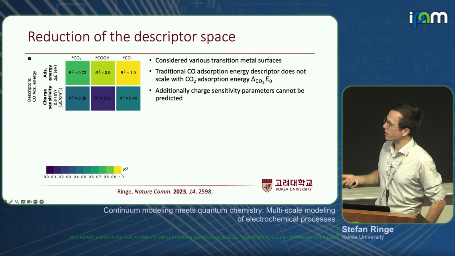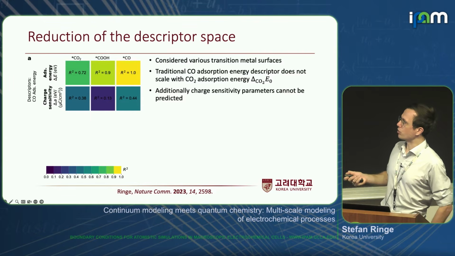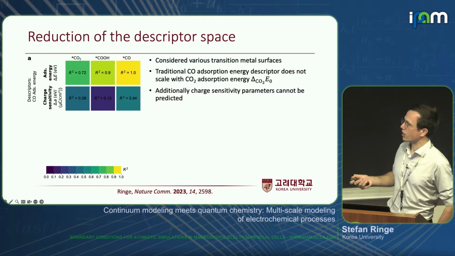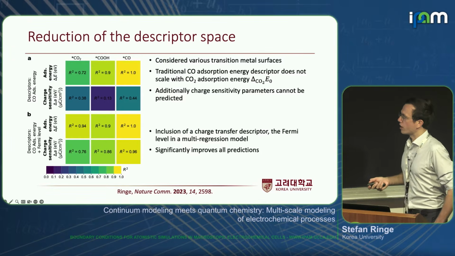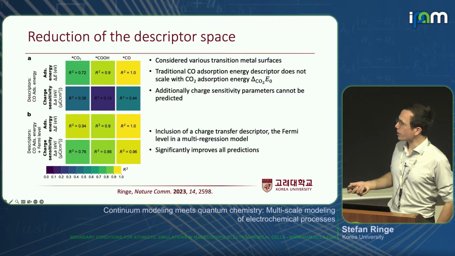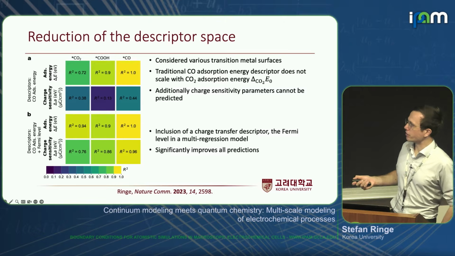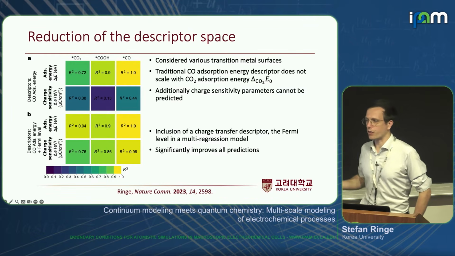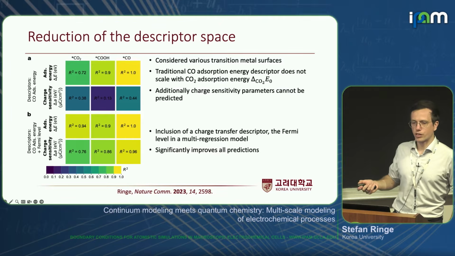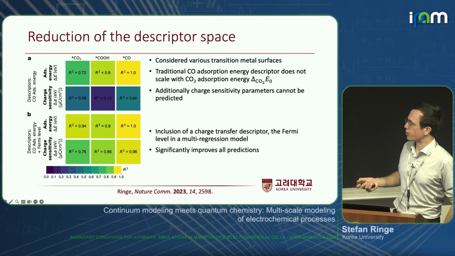And you can see that the scaling is not perfect. For the adsorption energies, they scale quite well with the CO adsorption energy. But when you go to the charge sensitivity parameters, they have a very bad scaling. However, when you include the Fermi level in the regression model, so you have a two-dimensional regression model now, CO adsorption G and the Fermi level, then you can see suddenly everything becomes perfect.